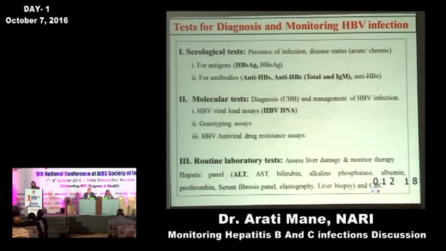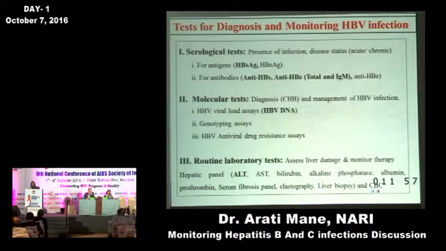Now what are the tests for diagnosis and monitoring of hepatitis B infection? First of all, we have the serological tests, which form the primary diagnostic tests, which are done to assess the presence of infection and the disease status, is it chronic or is it acute, and so the ones that are bolded are the primary tests that are used.